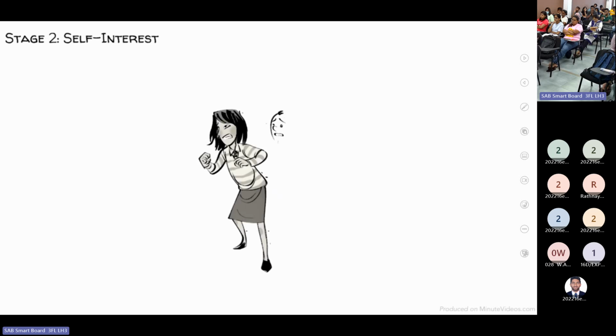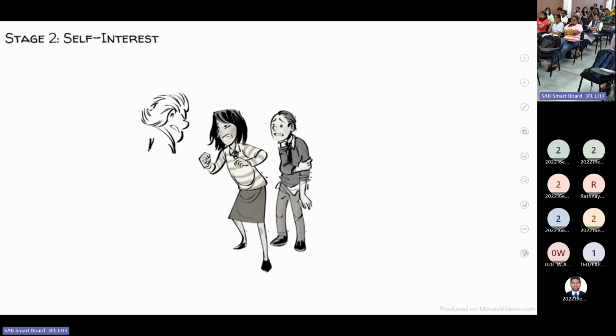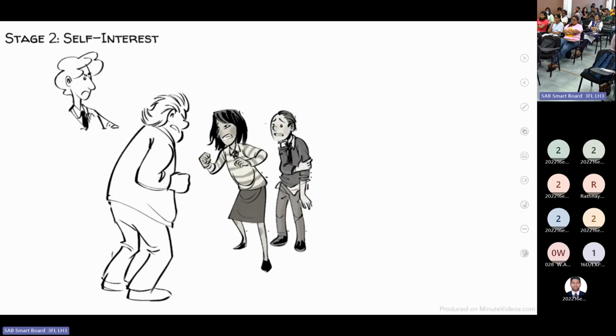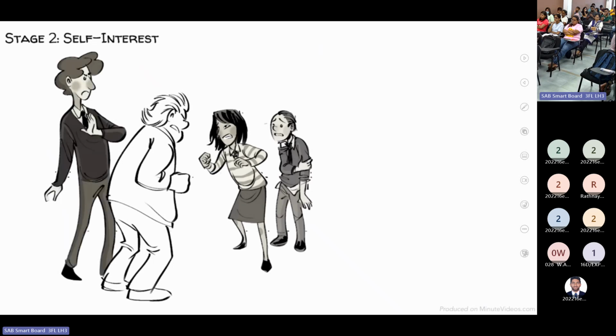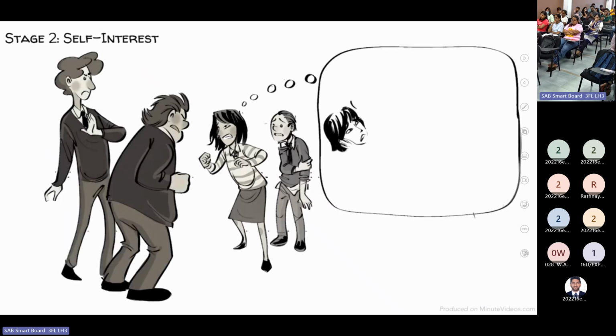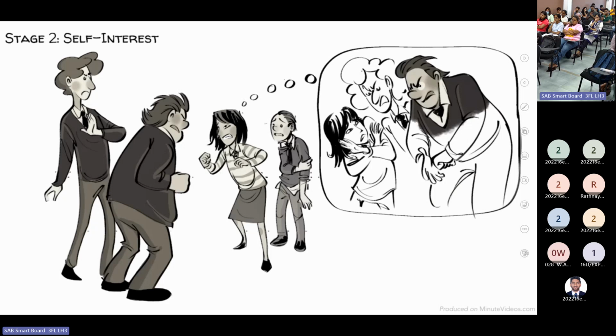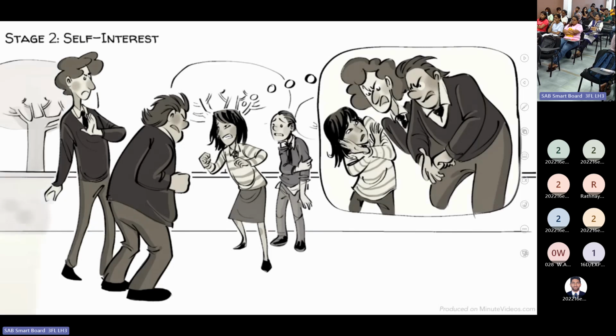Stage 2, we are motivated by self-interest. Mary decides to intervene and help Tom. She knows that she might get punished, but she also knows that she could become a victim herself someday. If she helps Tom now, he might help her in the future. She is asking herself, what's in it for me?